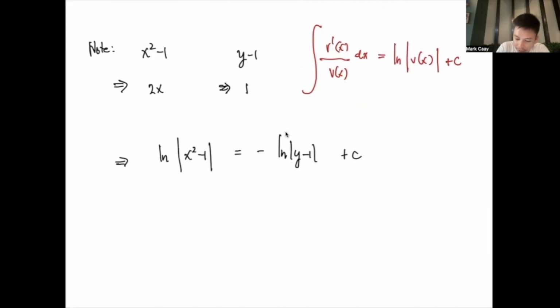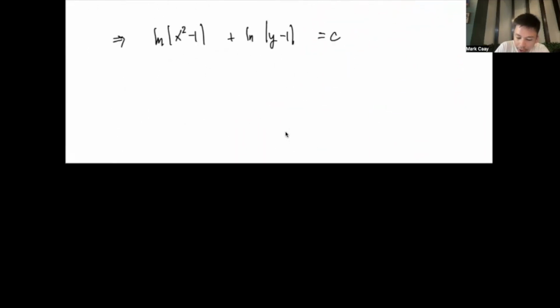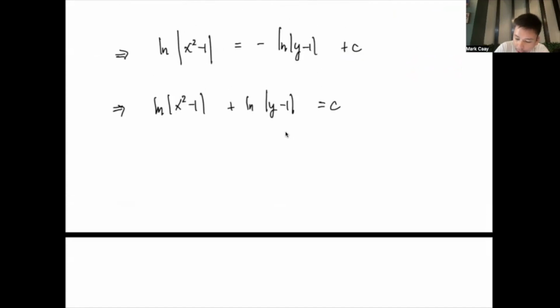So if I transfer this to the other side, it becomes positive. So we have ln of x squared minus 1 plus ln of y minus 1 equals c. And by the property of our natural logarithm, let's recall that ln of a plus ln of b is the same as ln of a times b. So the same thing happens here. That is ln of (x squared minus 1) times (y minus 1).